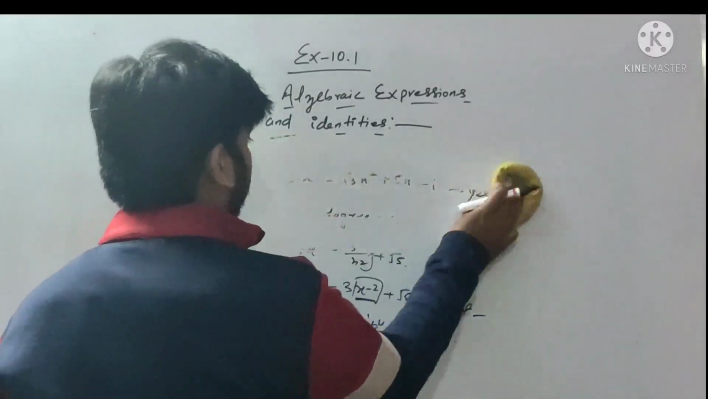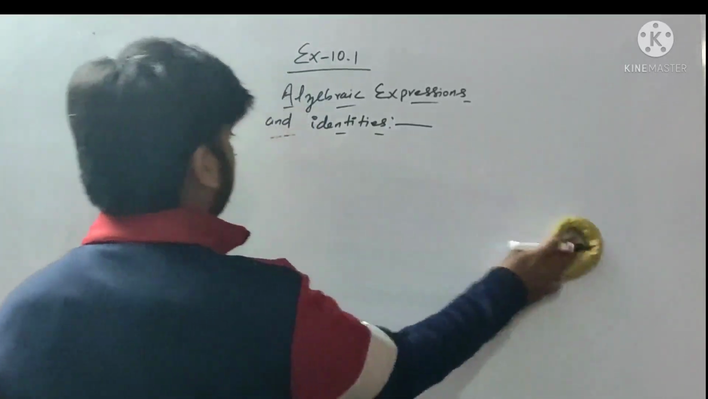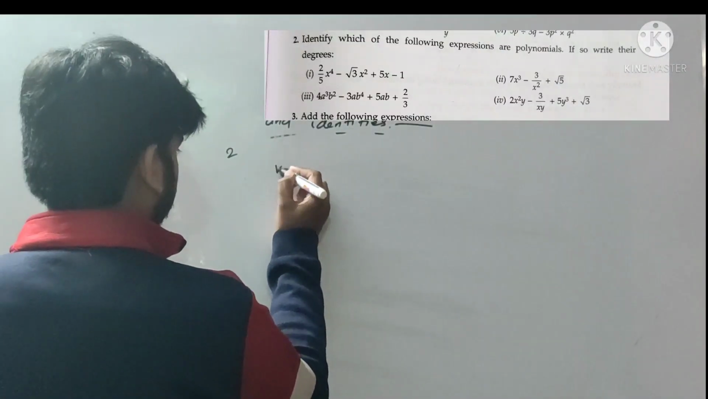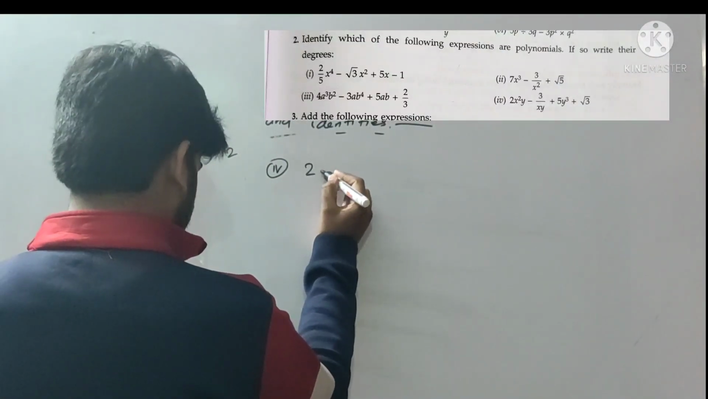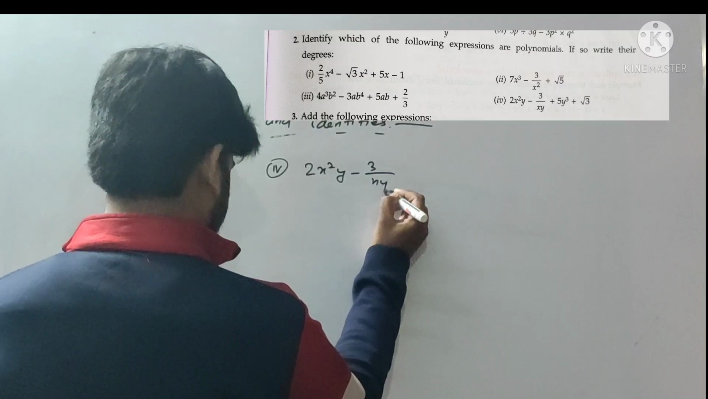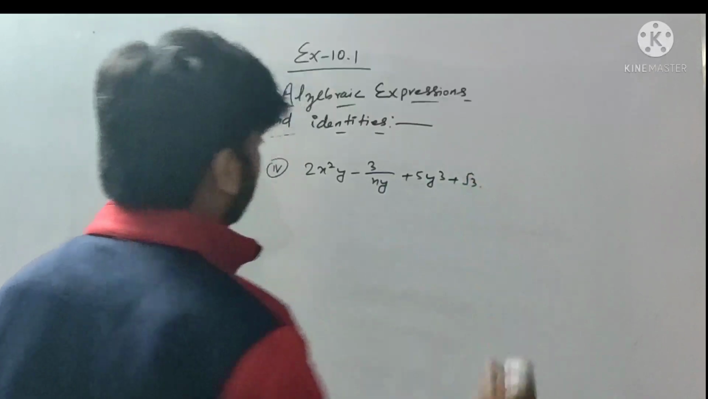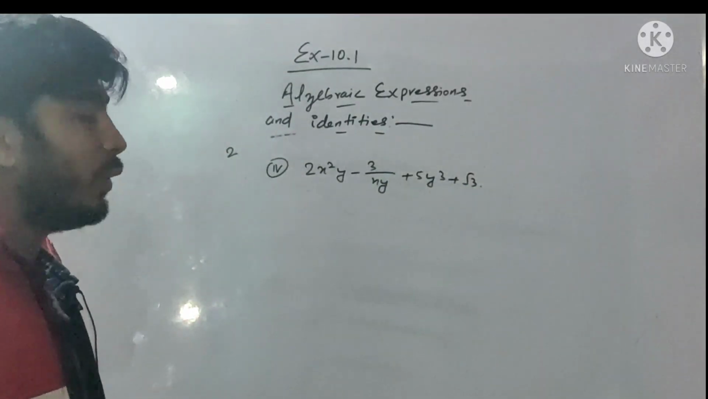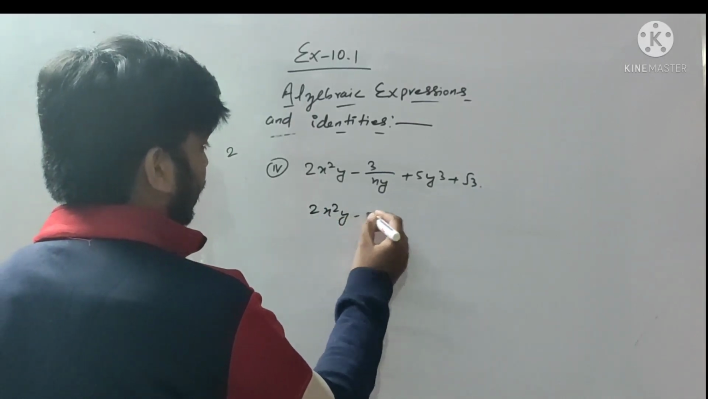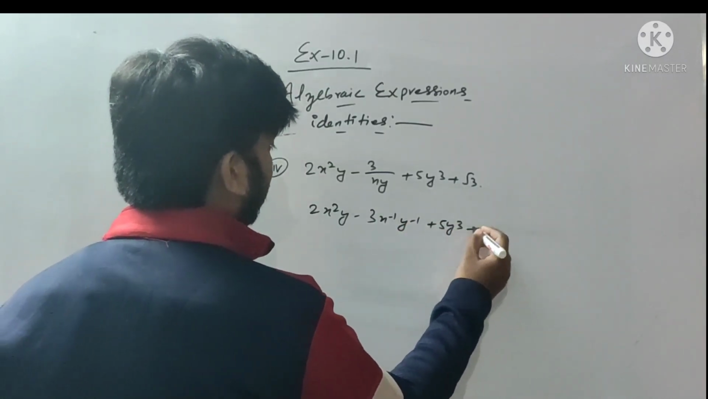Question number 4. Given that, and this is the last question for this: 2x square y minus 3 upon xy plus 5y cube plus root 3. So in this question, if you are going to resolve it, it will be 2x square y minus 3x to the power minus 1 y to the power minus 1 plus 5y cube plus root 3.